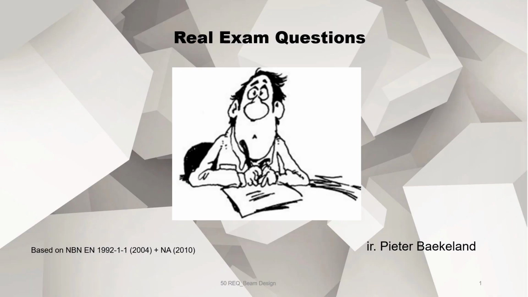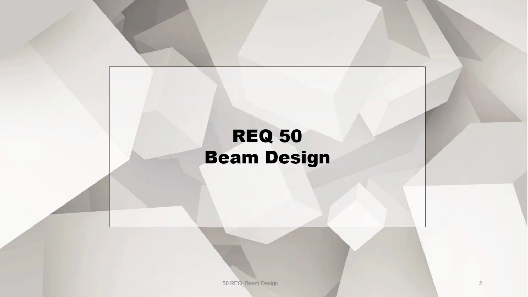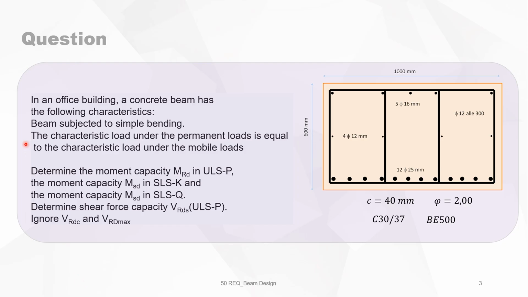Real exam questions. This is question 50 about beam design. In an office building, a concrete beam has the following characteristics. This beam has a depth of 600 millimeters and a width of 1000 millimeters.